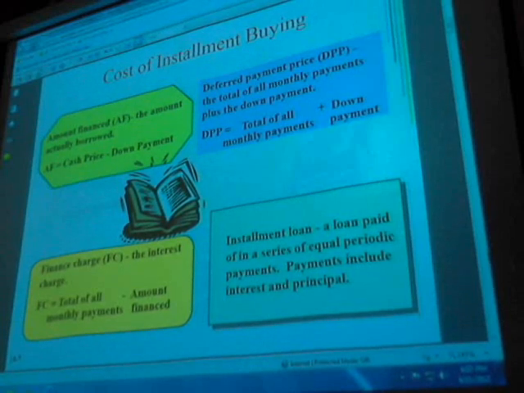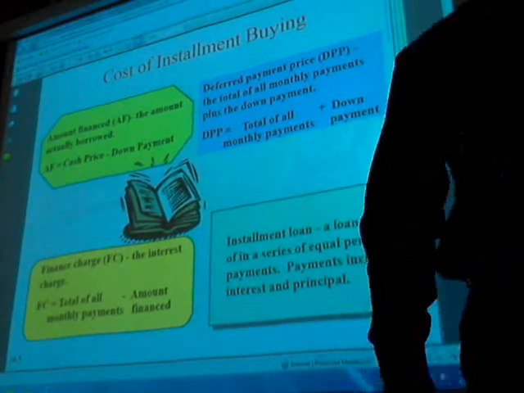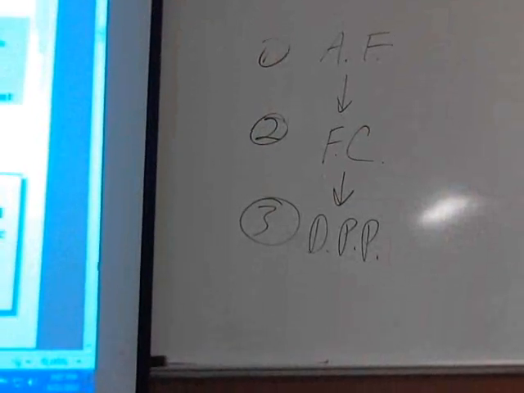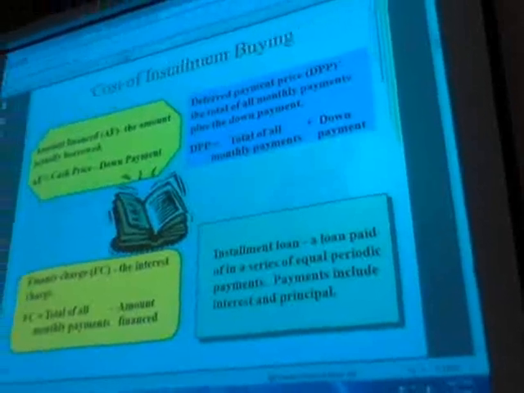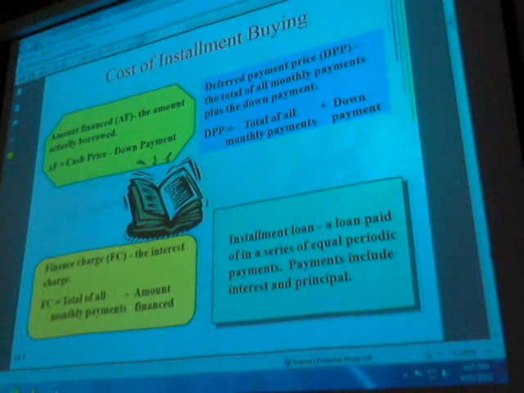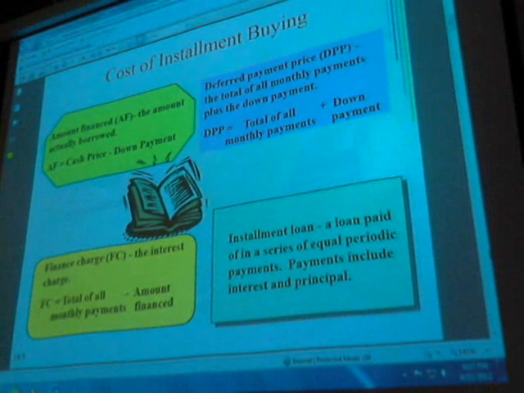I'll be doing some abbreviating here. These are 3 formulas, and the reason I've put them in with the arrows is because this is the order that you would normally do these in when they're presented on a problem. You would do the amount financed first, then you would get the finance charge. The finance charge is also called, or it's the same thing as, the interest. After that, you're able to get the deferred payment price, which is very simple.